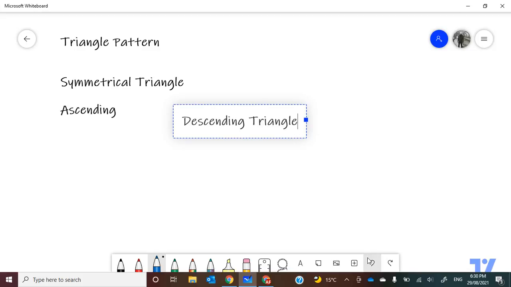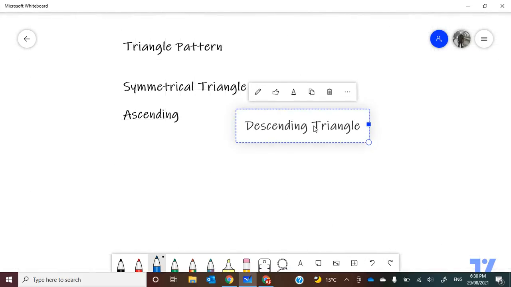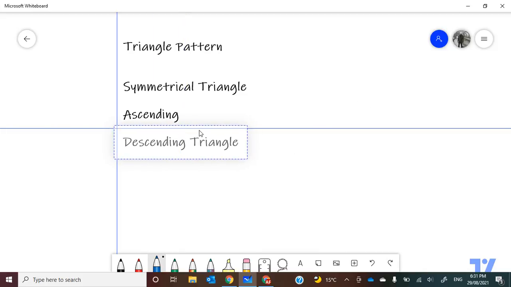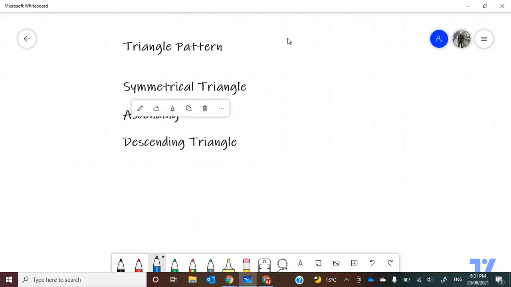So sometimes I'm using this whiteboard thing. I'm not sure if it's a good thing or not. But anyway, here you can see the topics. We are going to talk about triangle pattern, and we have three different types of triangle.